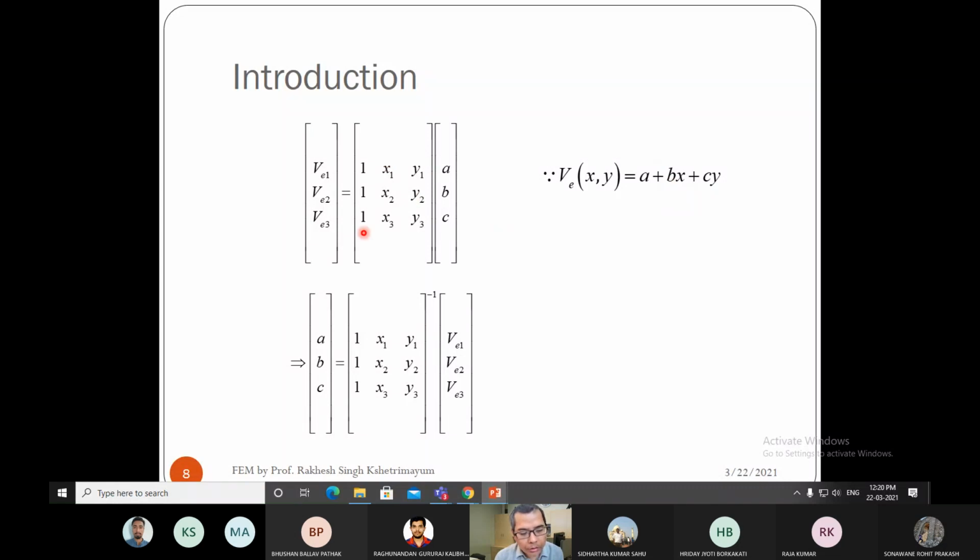So I put this in matrix form: [V1, V2, V3] equals the matrix with rows [1, x1, y1], [1, x2, y2], [1, x3, y3], multiplied by [A, B, C]. This is the relation we have here. We have values of V1, V2, V3 at nodes 1, 2, and 3. Node 1 is located at x1, y1, node 2 at x2, y2, and node 3 at x3, y3. Now I am interested in finding A, B, C. So I take the inverse of this matrix and multiply it with V1, V2, V3. That's exactly what I am doing here.